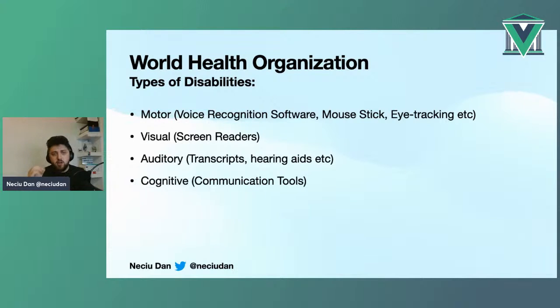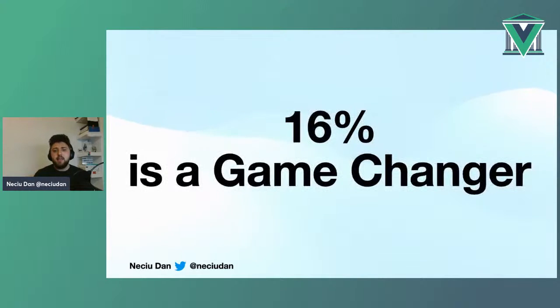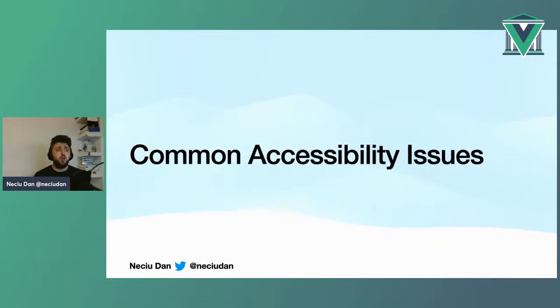And if you think about it, 1 in 6 people, that means 16% of your user base. So think about that number a little bit. When we see an increase of 1% in conversion, this is a huge win for the company. But 16% of the user base can be affected, and we don't even take it into account. So let me talk a little bit about the common accessibility issues that we have.